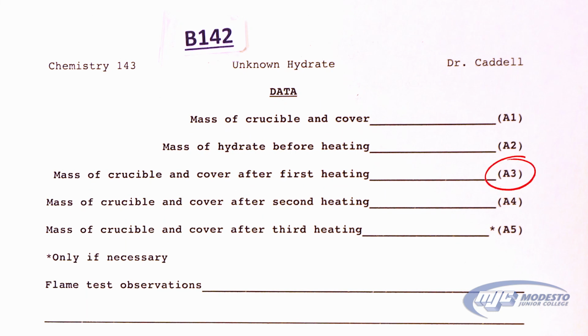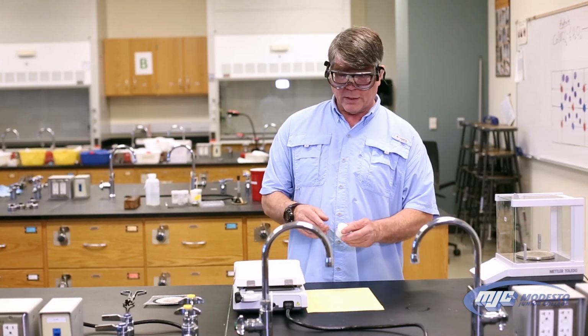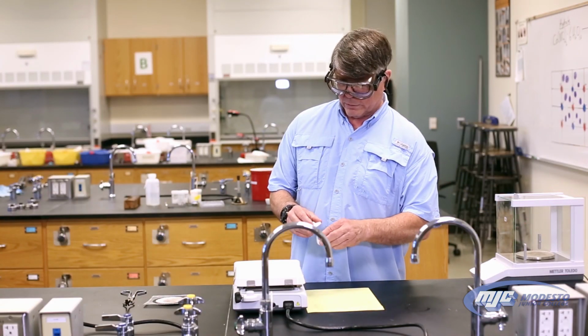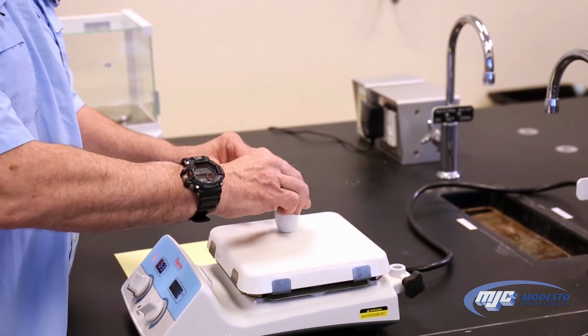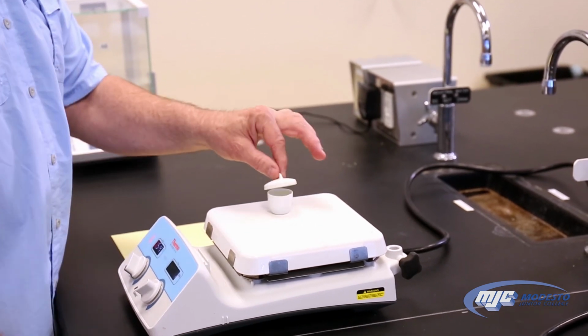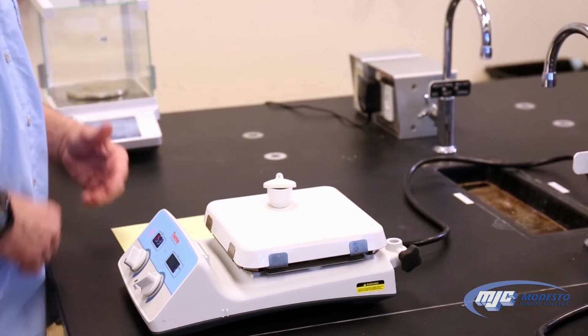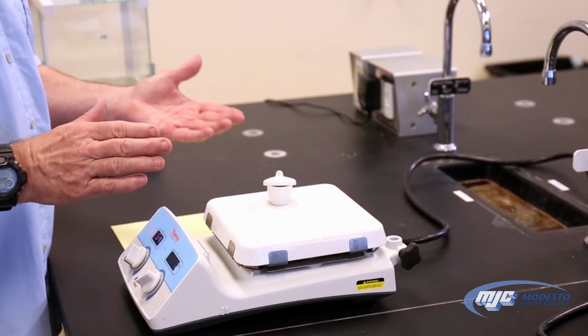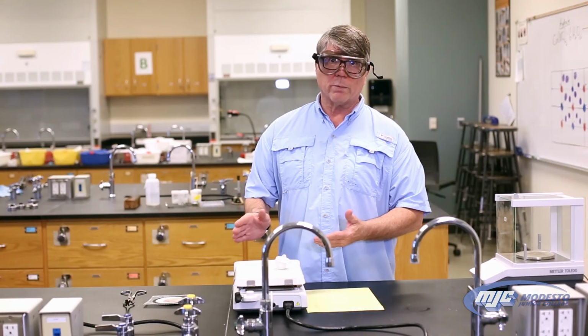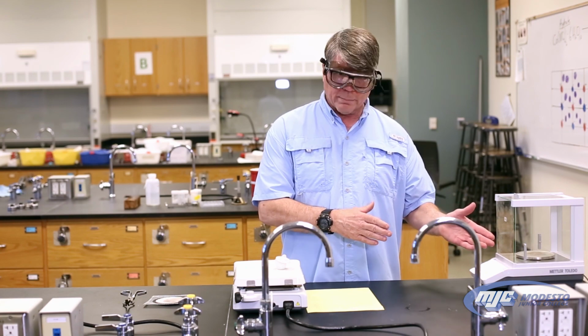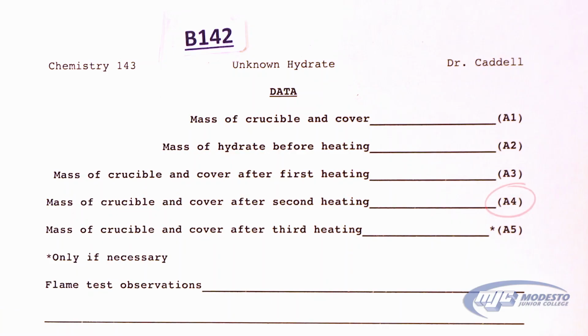Once we finish that, you just put it right back on the hot plate. It's still turned up full blast. And we're going to go 10 more minutes, then do the same thing. Take it off, let it cool, heat it, weigh it, and that will be our A4.